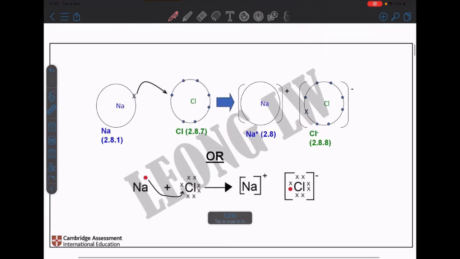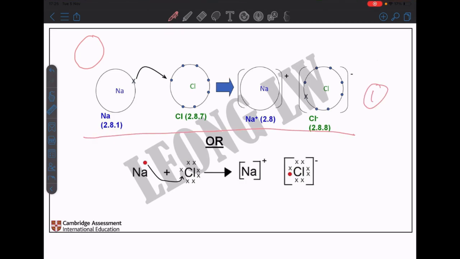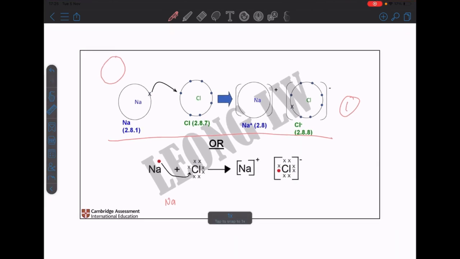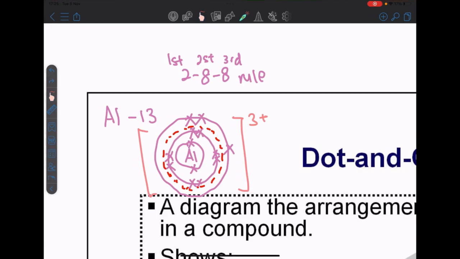Yep. So here, as you can see, you can do it either way. You can either draw a dot and cross, which is the first part, or you can draw the electrons around the element. Both ways work, as long as you don't include the inner fulfilled shell.